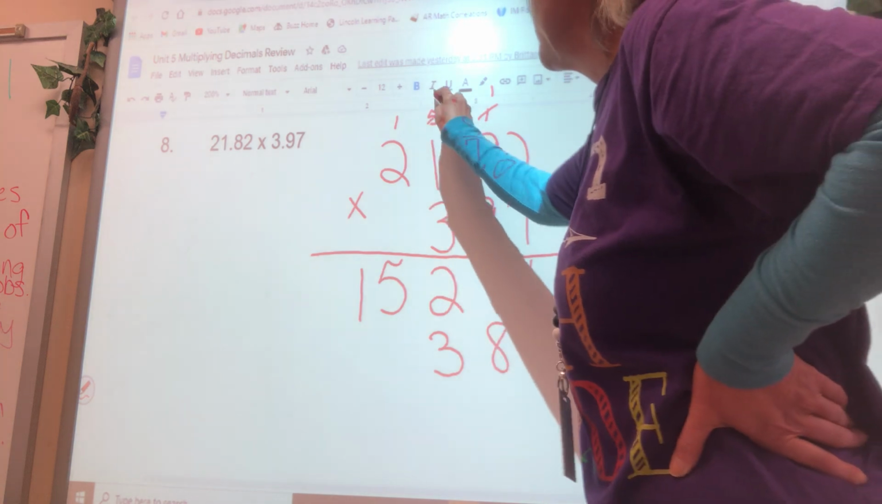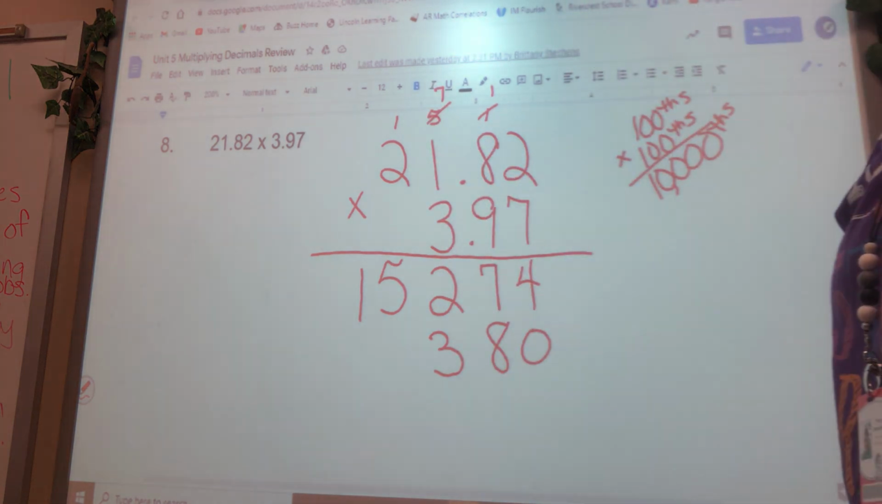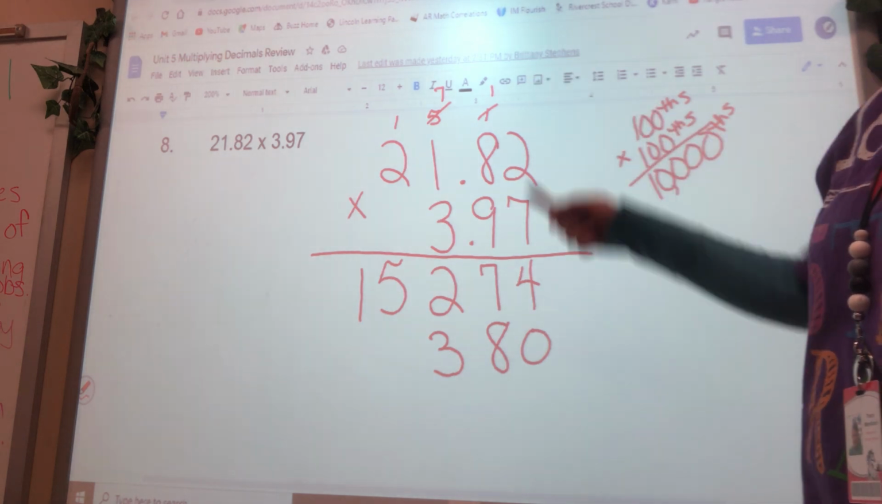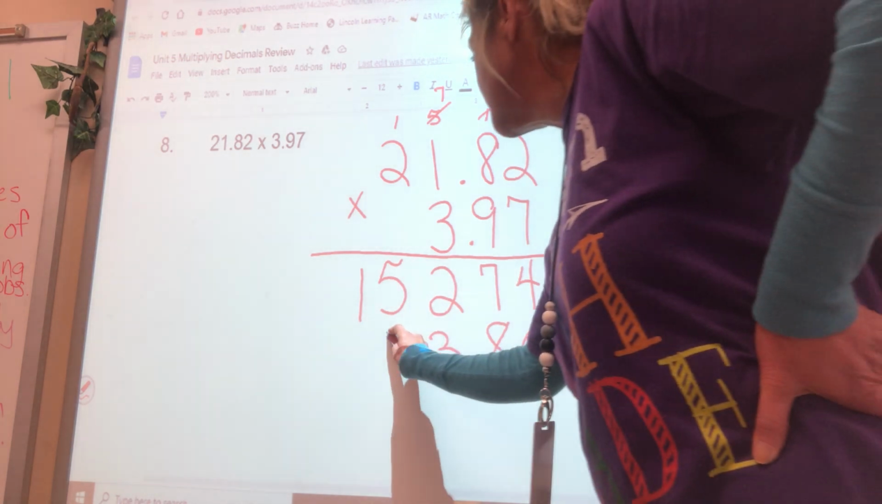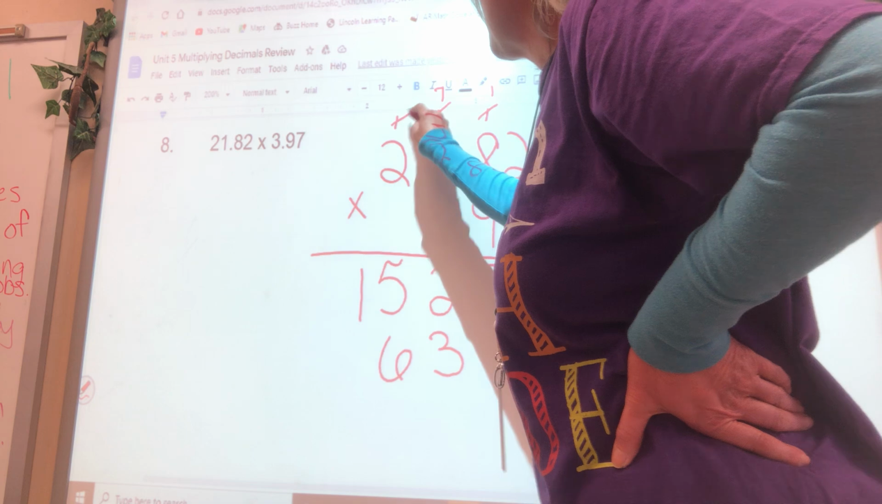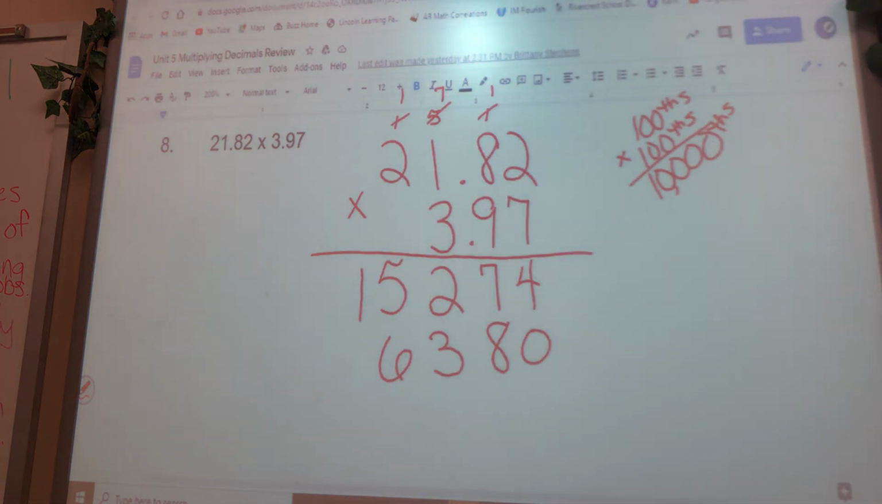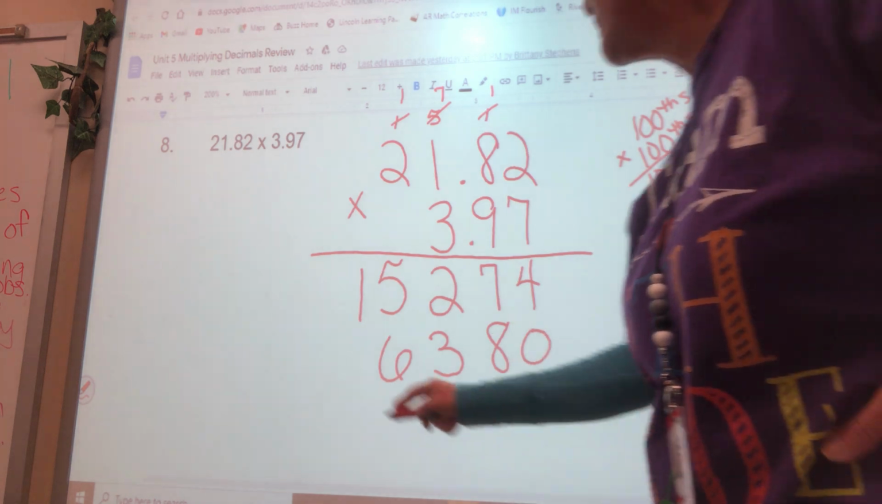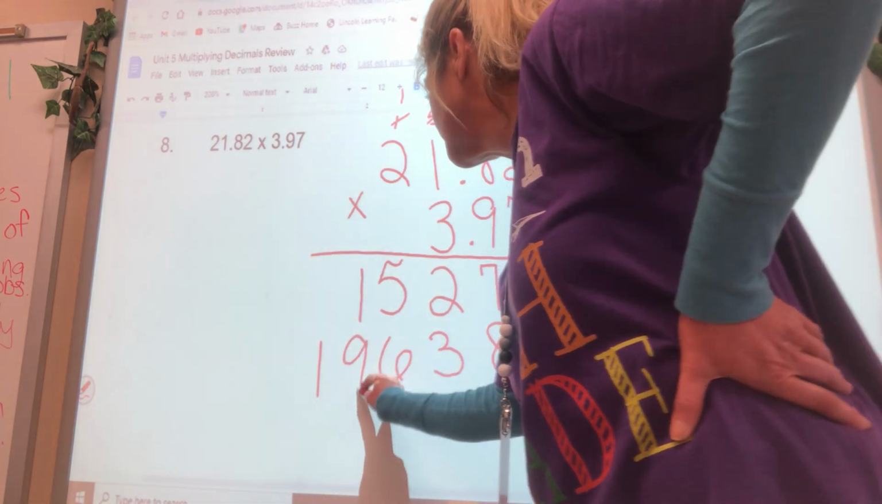Already used that. Carry my 7. 9 times 1 is 9, plus the 7 I carried is 16. Already used that, carry my 1. 9 times 2 is 18, plus the 1 that we carried is 19.